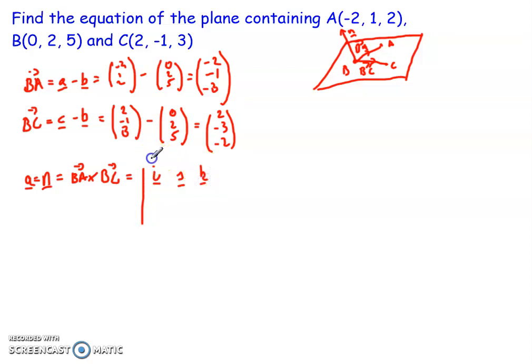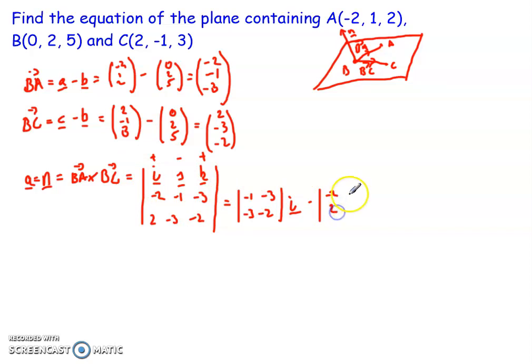Write my matrix with my I, my J and my K, plus, minus, plus. Then put my two vectors in, BA then BC. So I've got -2, -1, -3. And then I've got 2, -3, -2. Calculating each of these wee parts, I've got -1, -3, -3, -2 in the I direction. It's then going to be take away in the J direction, -2, -3, 2, -2.